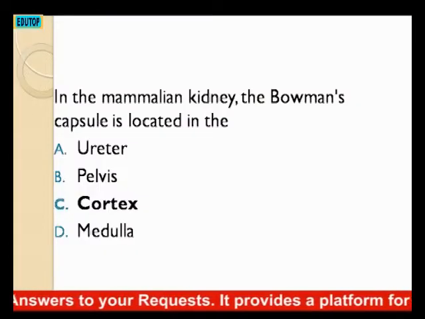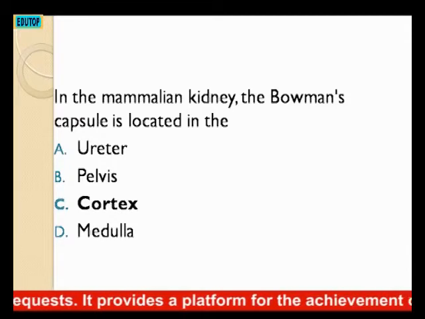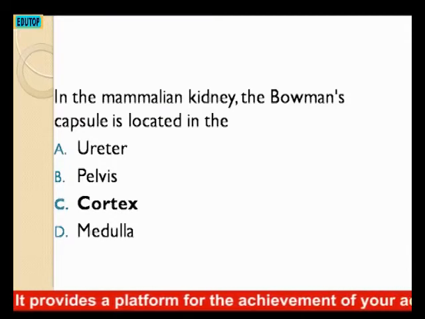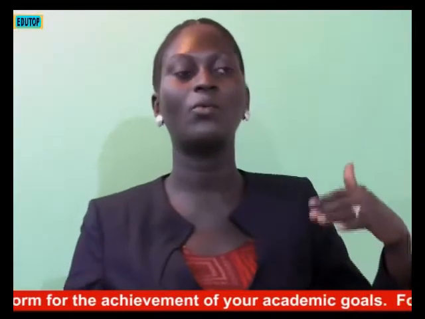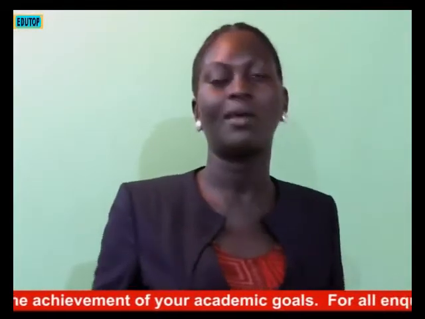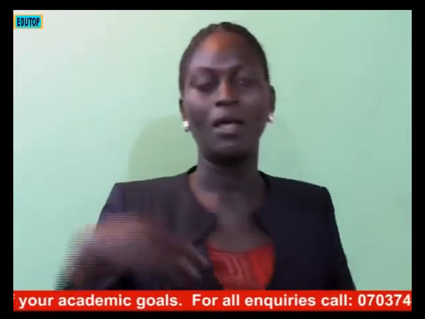The next question: in the mammalian kidney, the Bowman's capsule is located in the what? We have answered this question earlier, where we were asked that the outer layer of the kidney, where you have the Bowman's capsule, is what? It is the cortex. Cortex and medulla. Cortex is the outer layer. Medulla is the internal layer of the kidney. So that is where you find the Bowman's capsule, which is involved in ultrafiltration.